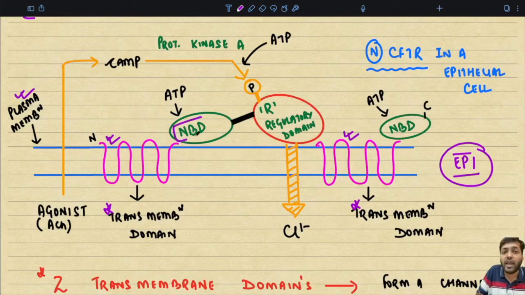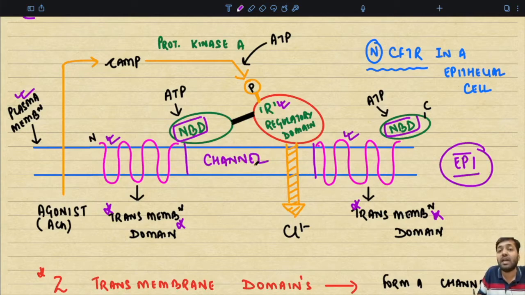Along with that, there are two NBD domains. NBD stands for nucleotide binding domain, and there is a single R, or regulatory, domain. These are all the domains which are components of the normal CFTR anion channel. I repeat: two transmembrane domains, two NBD domains, and a single regulatory domain. From this diagram, the two transmembrane domains form a channel which facilitates the secretion of ions, mainly the chloride ion.